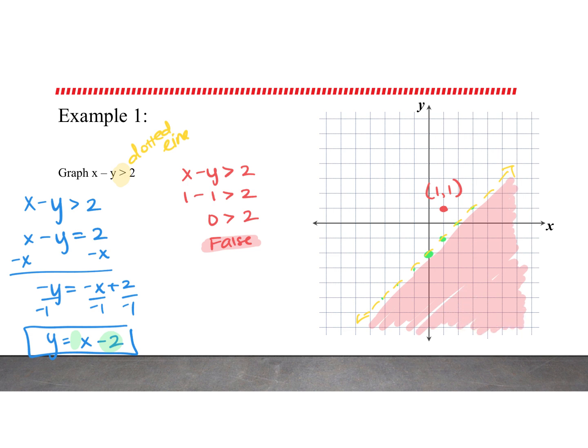If you're ever unsure with your test point step, you could always pick a secondary test point and repeat the process, and it should always come up with the same solution. So this is our line, a solid line with shading beneath the line.